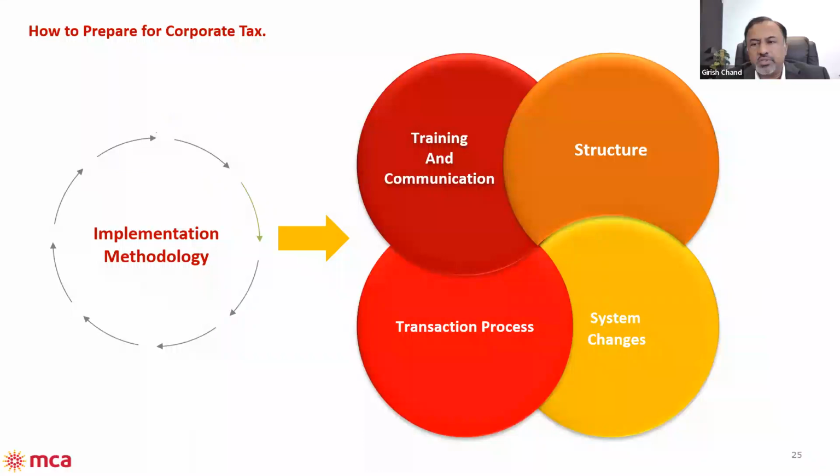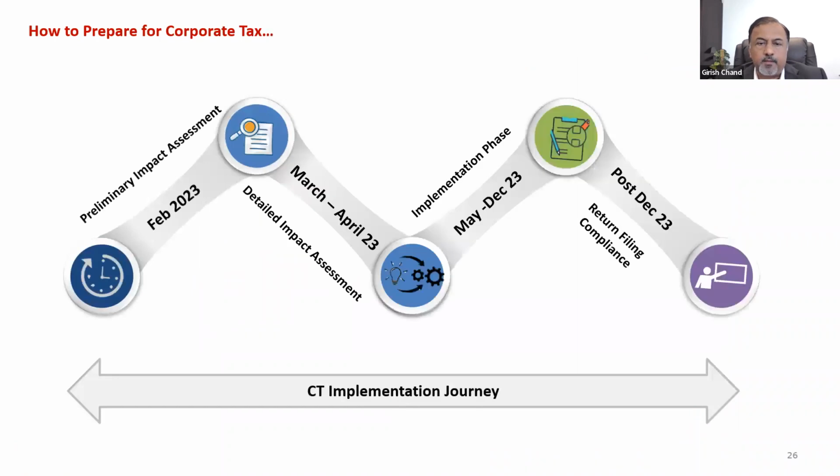The general methodology that we are suggesting is that there are 4 pillars. Primarily, from a structure perspective, looking at whether any system-related changes are required. Then analyzing your transactions, like Nirav mentioned, whether you have disallowables, and what the extent of impact is for foreign tax credits and those things. And more importantly, in the case of larger organizations, it is about how we handle the training and communication. This is what we recommend as a broad implementation journey.